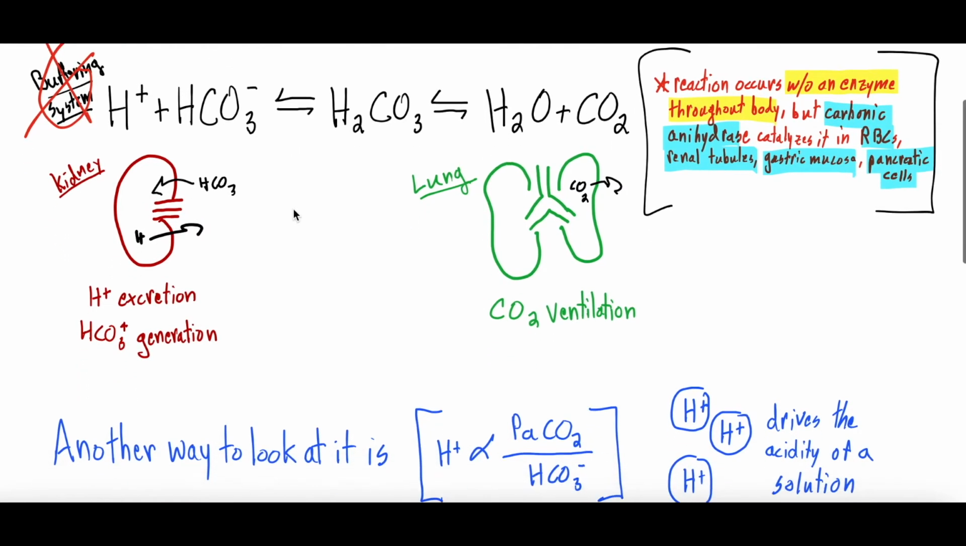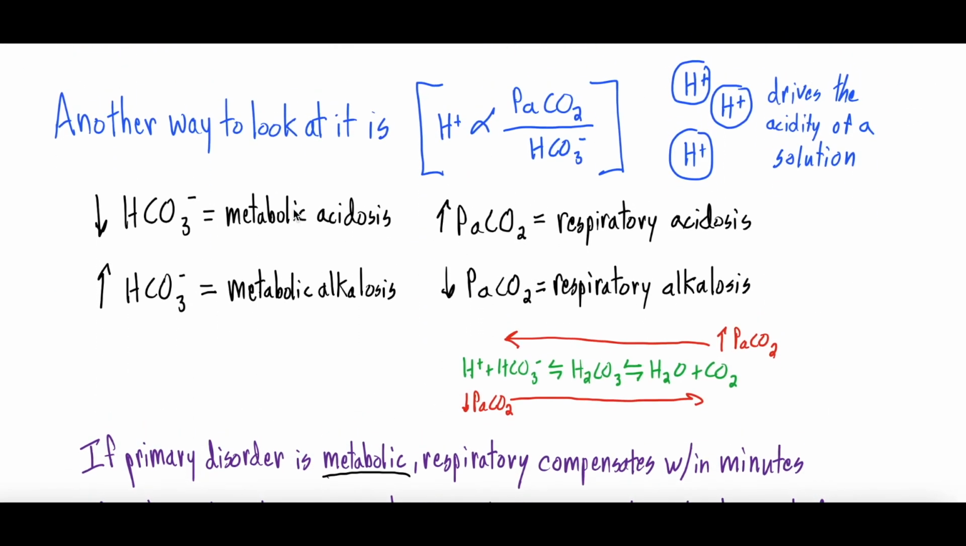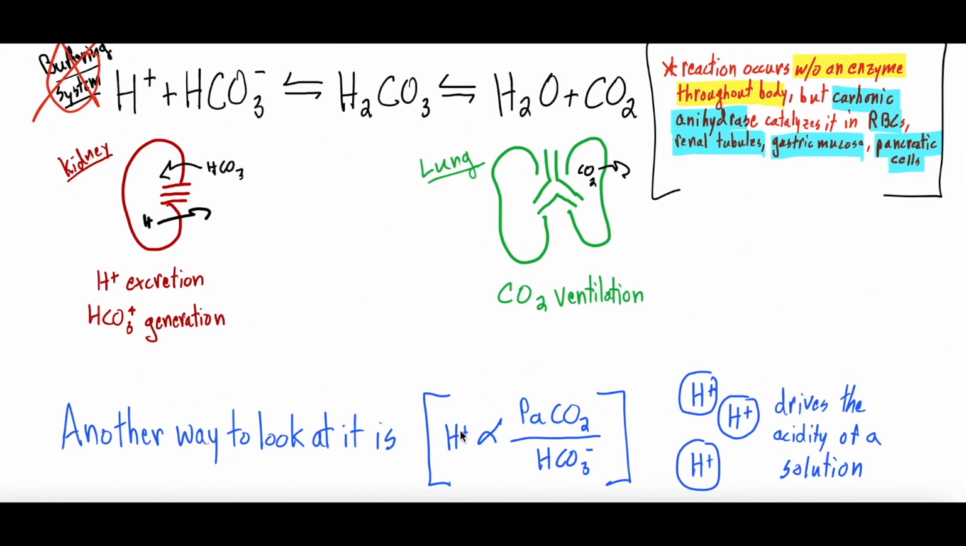So how does this tease out practically into understanding acid-base disorders from a metabolic and respiratory standpoint? Well, another way to look at this equation, we're going to keep the equation kind of in view here, is that hydrogen ions, and remember, this drives the acidity of a solution. More hydrogen ions equals more acidic, right? So that is proportional to the amount of carbon dioxide in the body, so the pressure in the arteries, the blood vessels of carbon dioxide, divided by the amount of bicarbonate in the body.